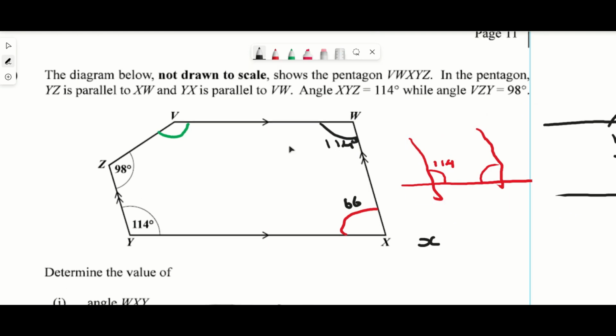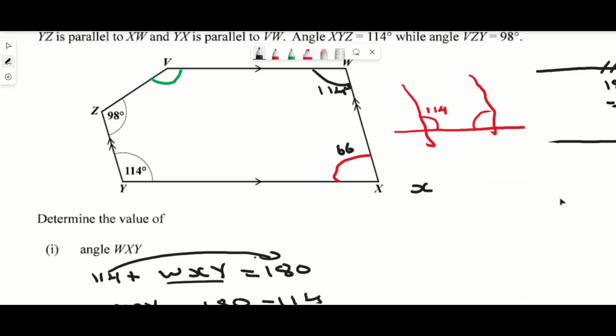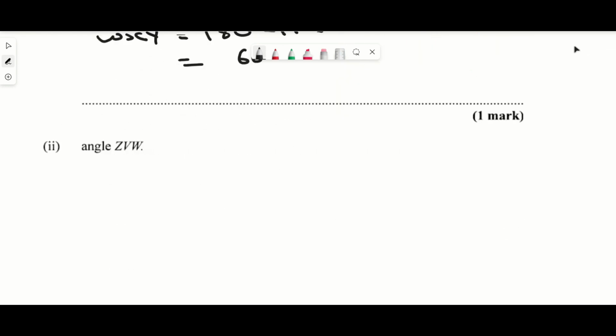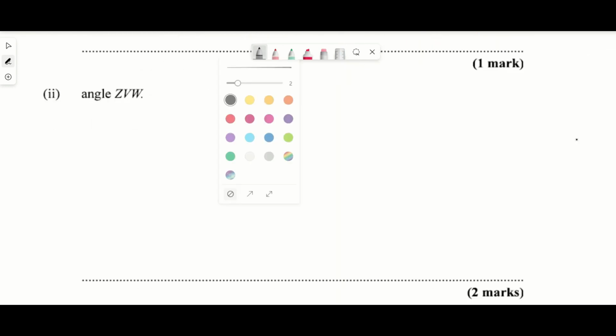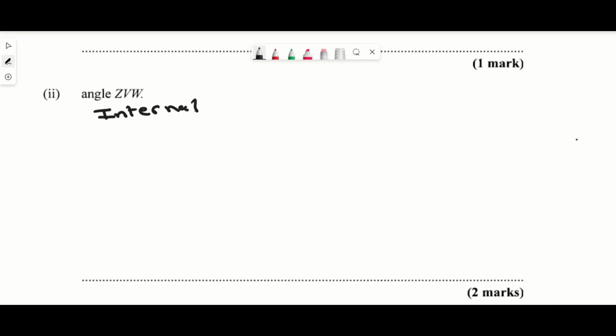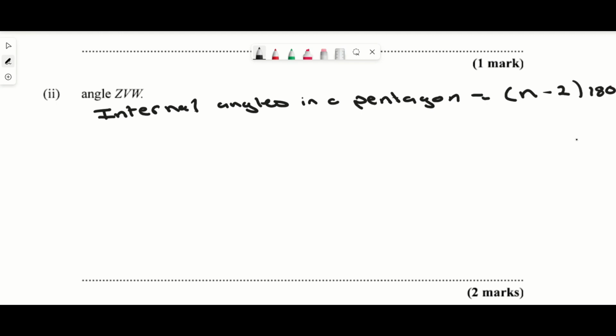Now, this here is a five-sided shape. Right now, there's a formula that you need to learn for the internal angles in a pentagon. You will have, this is equal to n minus 2 by 180, where n is a number of sides. N is equal to a number of angles, sorry.